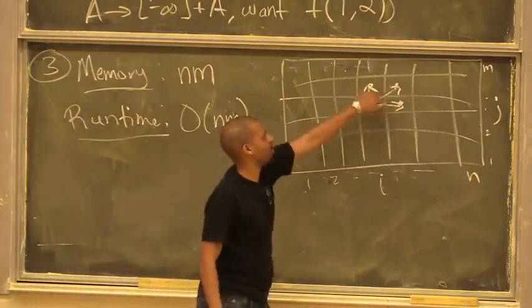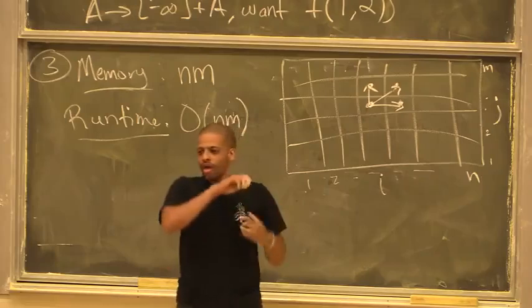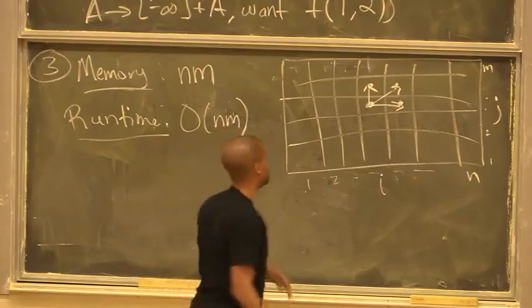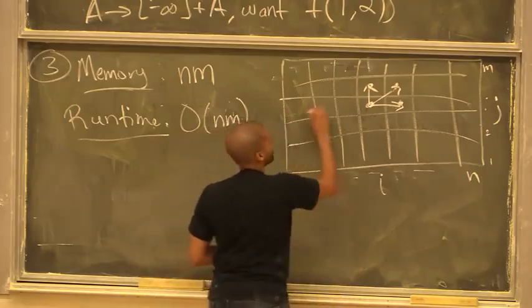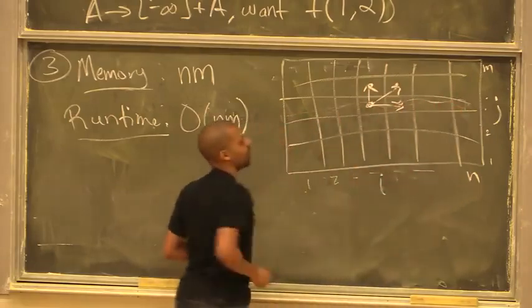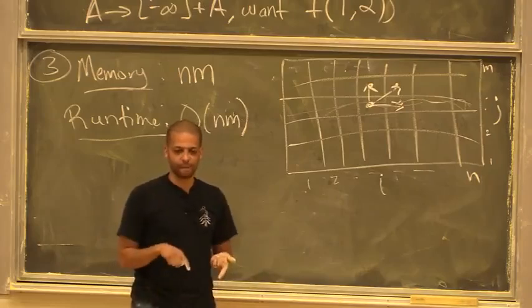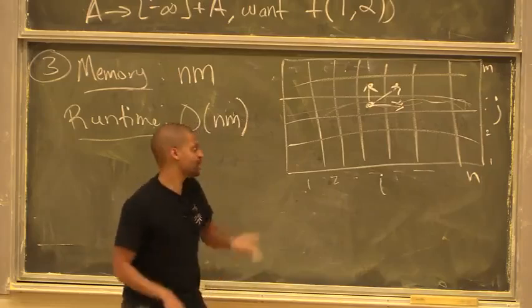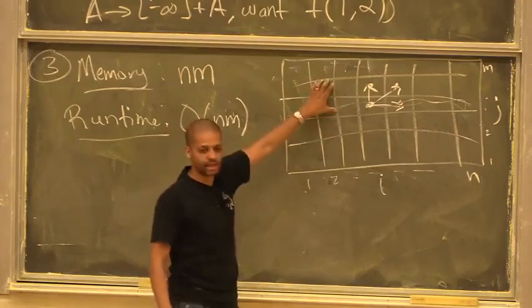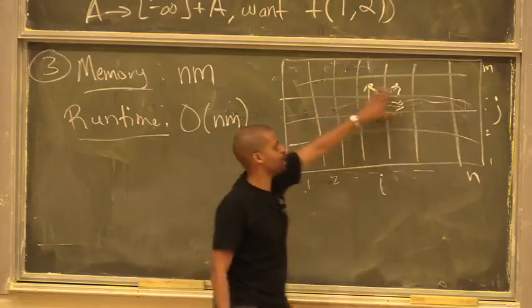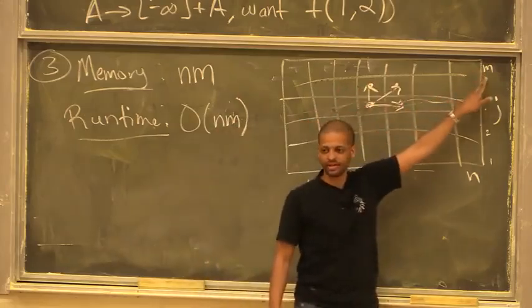F of ij will call these 3 recursive calls, which means that everything in, say, this row only depends on other things in the same row and the previous row. Right? So you can just remember your row and the previous row at a time, and you can get away with O of m memory, 2m memory.